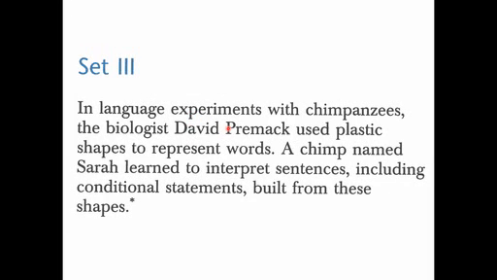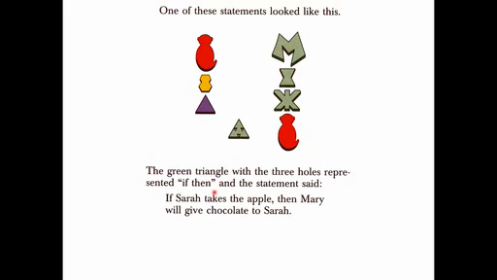Set 3 is an interesting experiment with some monkeys, or chimps, I guess, to show that one in particular, Sarah, could interpret sentences using conditional statements. So here we have a conditional statement, and this green triangle is the one that Sarah recognized to know that it was if-then. Green triangle with the 3 holes. So this conditional statement is this: if Sarah takes the apple, then Mary will give chocolate to Sarah.